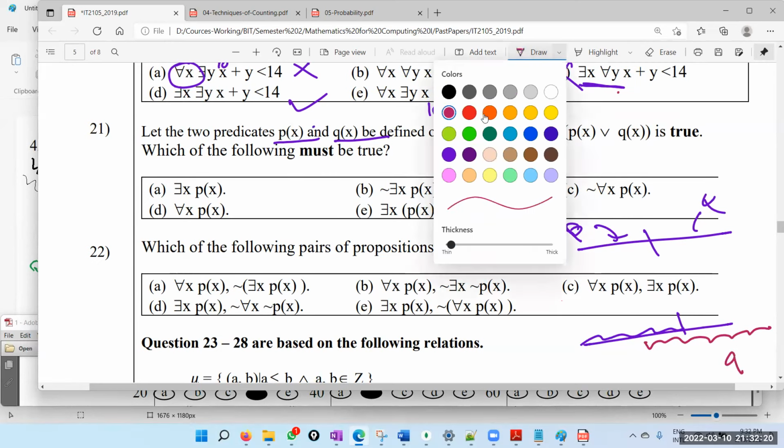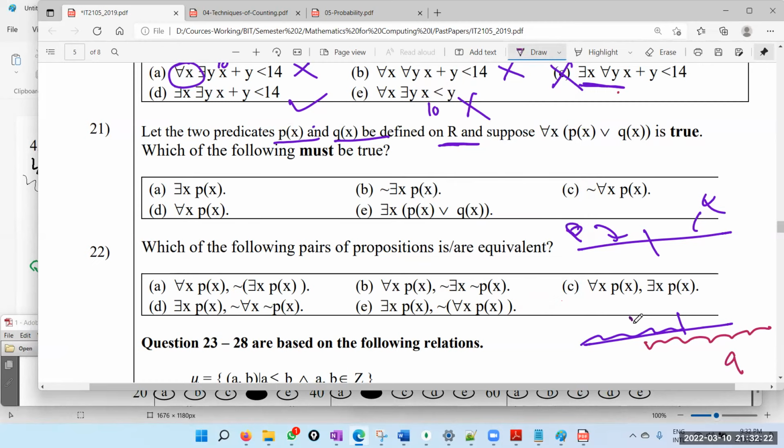Another one is P. That is also possible. But because it says for all x Px or Qx, you can't have something like Px somewhere here and Qx somewhere here with a gap. No, that can't be the case. Right. So now let's read. Must be true.